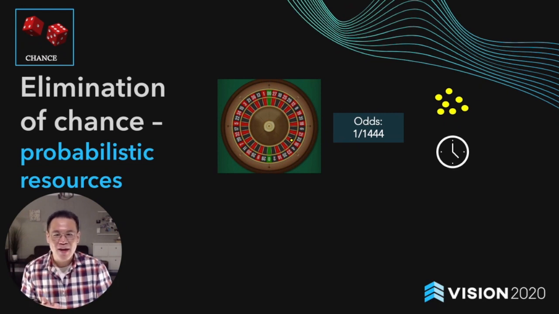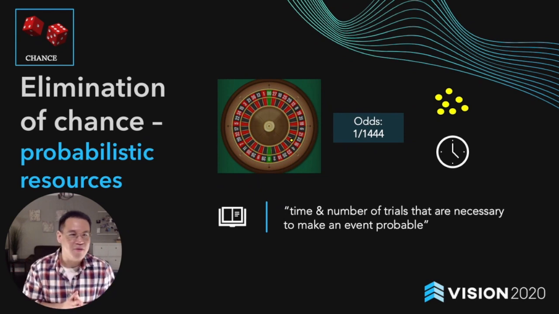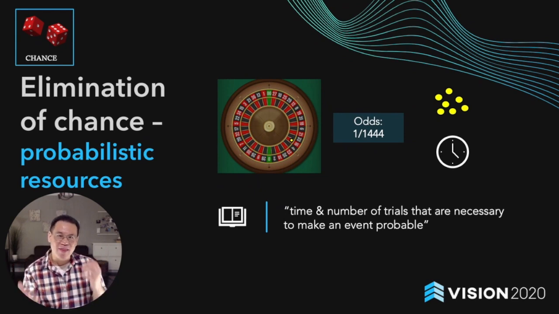if you were to visit again and again and again. And that describes something called probabilistic resources, which is defined as the time and the number of trials that are necessary to make an event probable. In other words, how many attempts do you have to make an improbable thing probable? If you think about carnival games, that's why they limit the number of times you get to try, so that winning remains improbable for you.